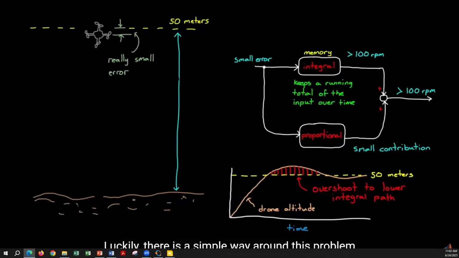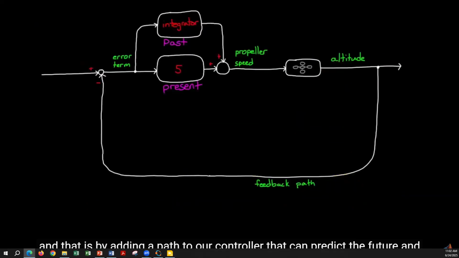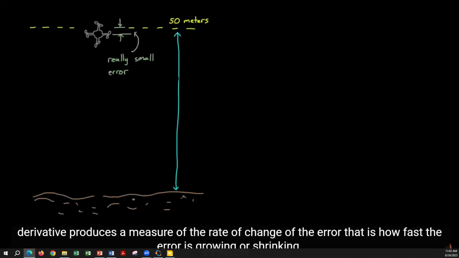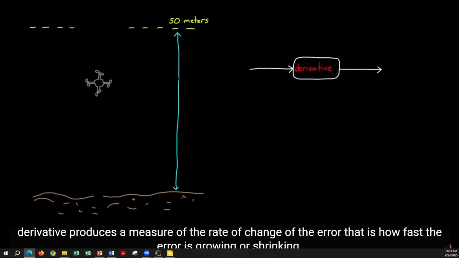Luckily, there is a simple way around this problem, and that is by adding a path to our controller that can predict the future and respond to how fast we're closing in on our goal, and we do that with a derivative. A derivative produces a measure of the rate of change of the error. That is, how fast the error is growing or shrinking.